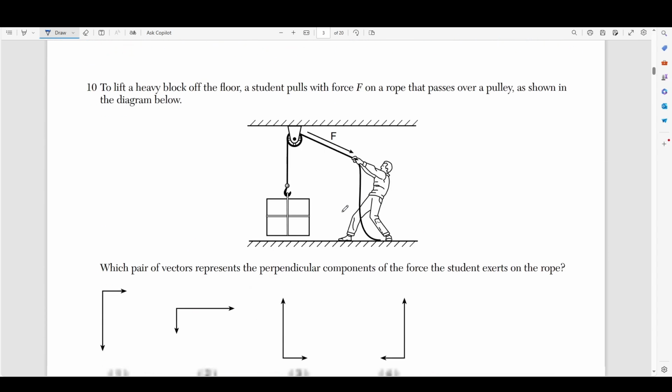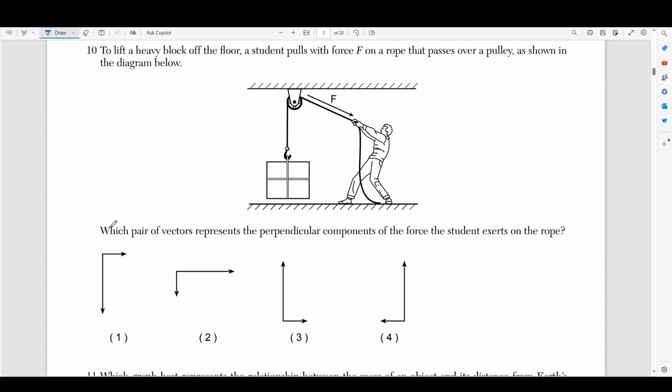So then number 10 asks us to lift a heavy block off the floor. A student pushes with force F on a rope that passes over a pulley as shown in the diagram below. Which pair of vectors represent the perpendicular components of the force that the student exerts on the rope? So here we have a force vector, right? This vector is going to be the sum of 2 vertical and horizontal components, right? Because look, this guy isn't pushing all the way horizontally or all the way down. It's a combination of the two, right?